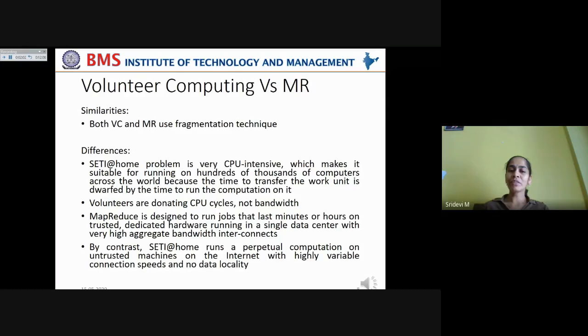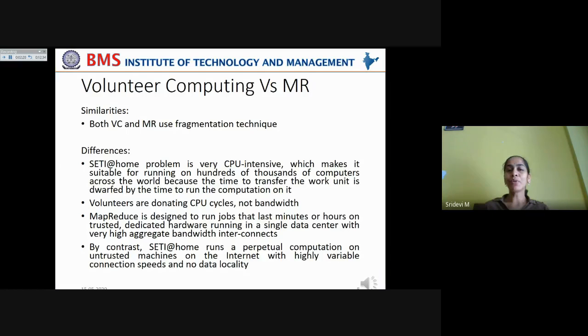And MapReduce is designed to run jobs that last minutes or hours on trusted, dedicated hardware running in a single data center with very high aggregate bandwidth interconnects, right? All the machines are trusted because they are owned by an organization's data center. So you can run the processing task on dedicated hardware which are trusted.